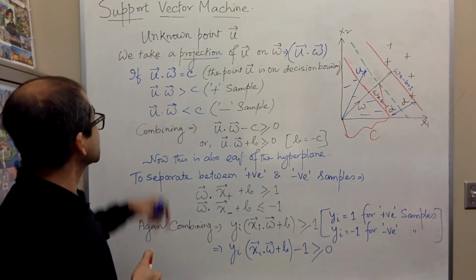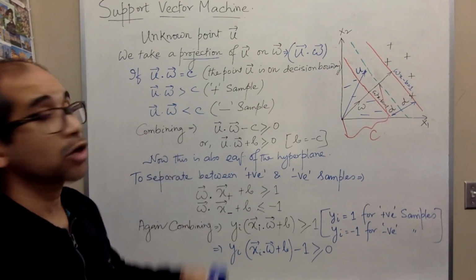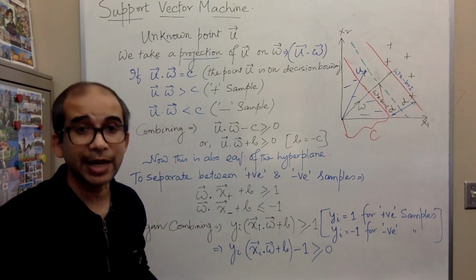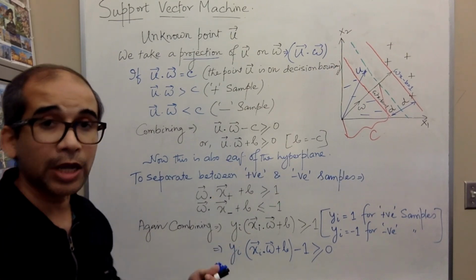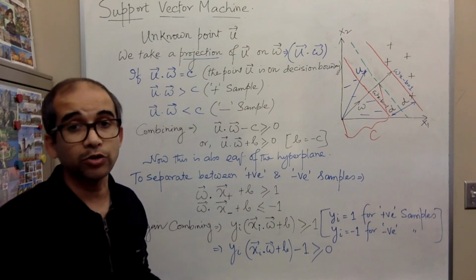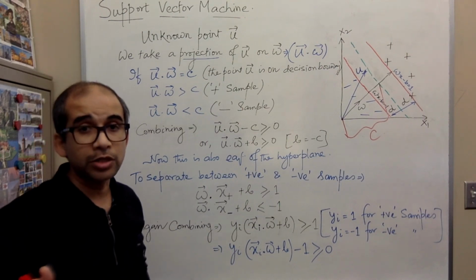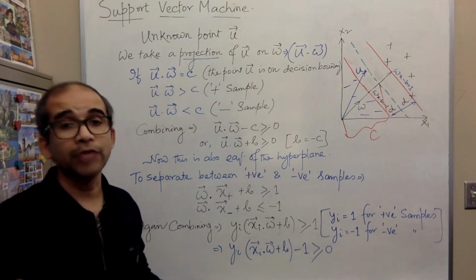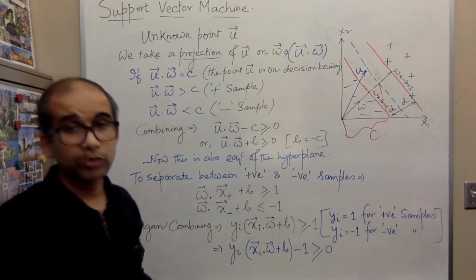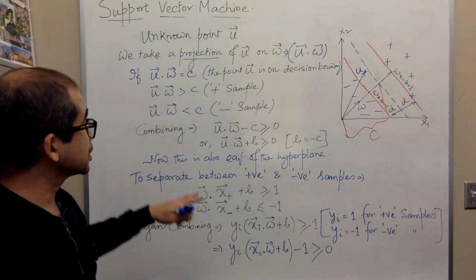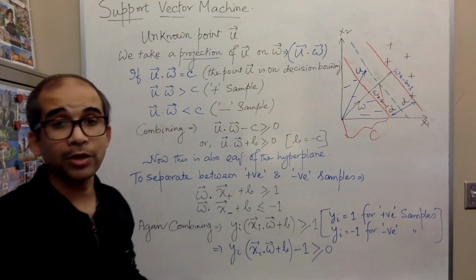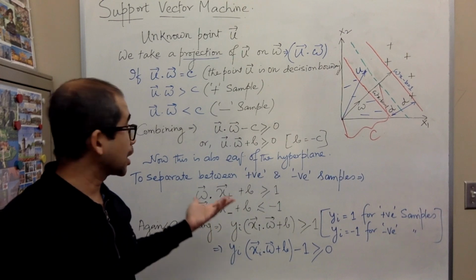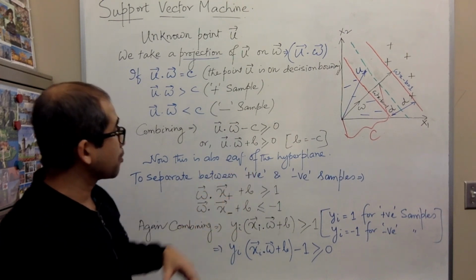So we can write it like this: if u dot W equals c, the point is on the decision boundary. If u dot W is greater than c, it's a positive sample. Otherwise, it's a negative sample. So if we combine them, we can write u dot W minus c greater than or equal to 0. Combining the previous equations, and now if we represent minus c with b, we get u dot W plus b greater than or equal to 0. You have to remember that this is also the equation of the hyperplane: u dot W plus b equals 0. So this is to separate between the positive and negative samples.